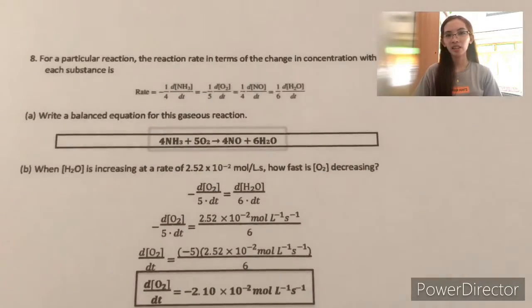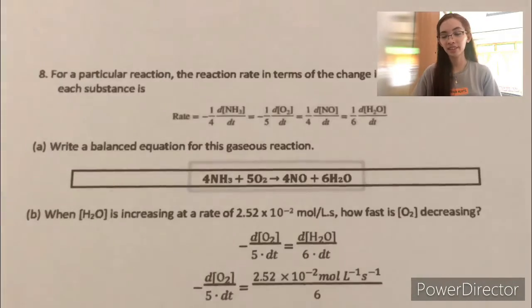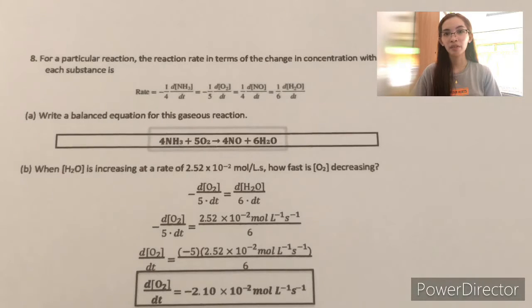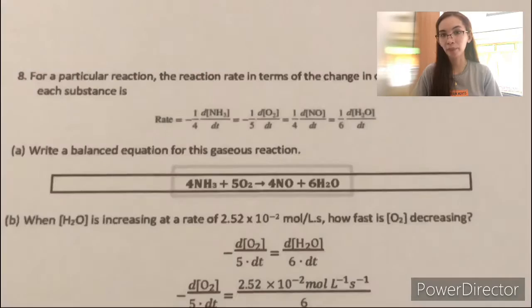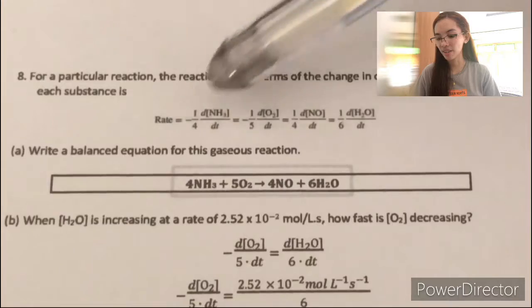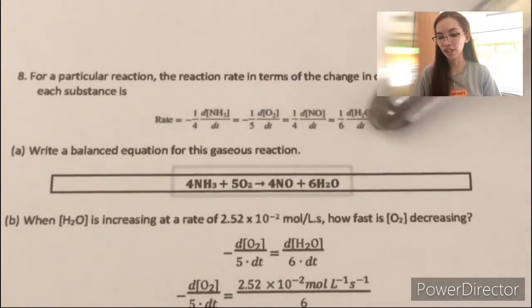Number 8. In letter A, we have to balance this gaseous reaction. By balancing it, we need to find first its coefficients. So, its coefficients are 4, 5, 4, and 6, which can be found on the stoichiometric coefficient ν that was placed specifically on the denominator. So this, and these are its coefficients.